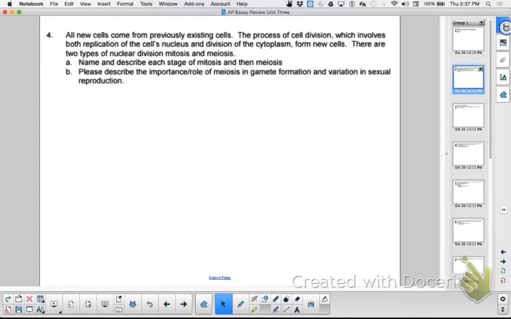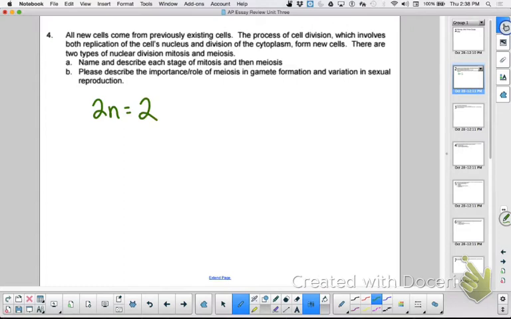So first of all, in a situation like this, sometimes I might say 2n equals 2. Draw for me, and I'll name a stage. What would prophase look like? What would metaphase look like? What would anaphase, telophase look like? What would prophase 2, metaphase 2, anaphase 2 look like? Do you see that through all of those situations? So could you do that?